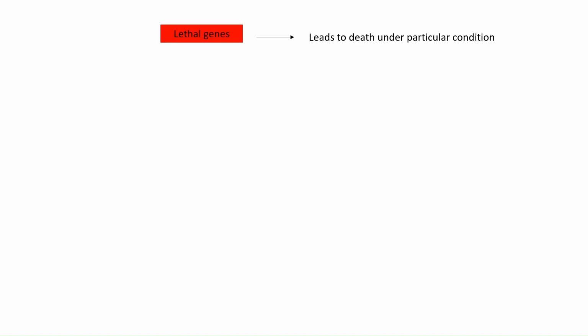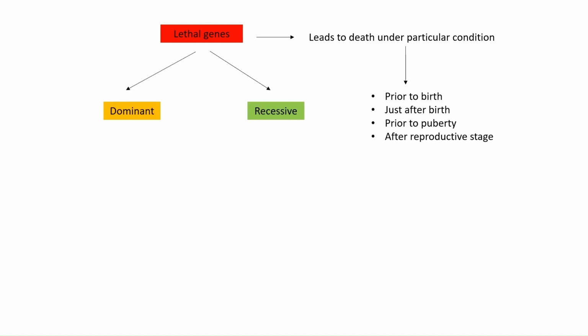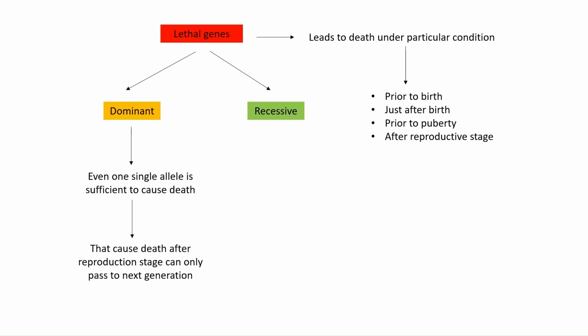So what are lethal genes? These lead to death under a particular condition. The death can happen prior to birth, just after birth, prior to puberty, or after the reproductive stage. Now these lethal genes can be dominant type or recessive type. In case of dominant type, even one single allele is sufficient to cause death. And when death happens after the reproductive stage, only then can this particular dominant allele pass to the next generation.